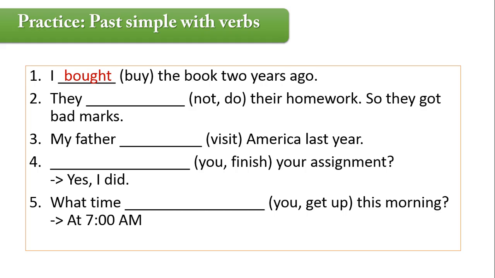Now number 2. As you can see here, they got bad marks. So that is something that happened in the past. You need to use the past simple again. And you need to have the negative sentence. Do you remember how we form the negative sentence in the past simple tense? Yes, that's good. You're going to use didn't do.